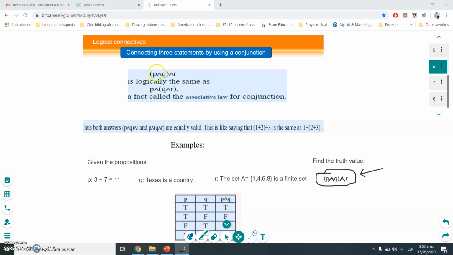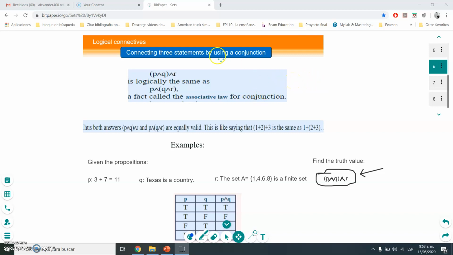This is a word that connects two sentences, two statements, and it's the word "and". When I say something like, for example, "I have a dog and also a cat," the word "and" connects the two sentences.